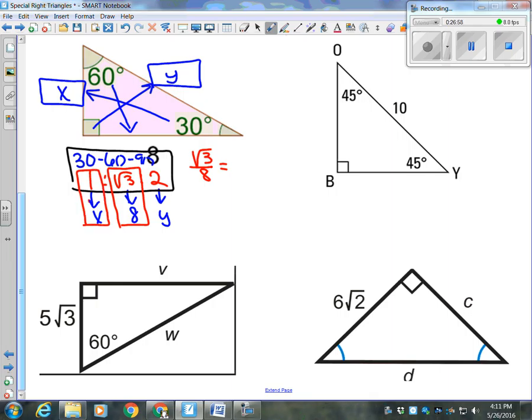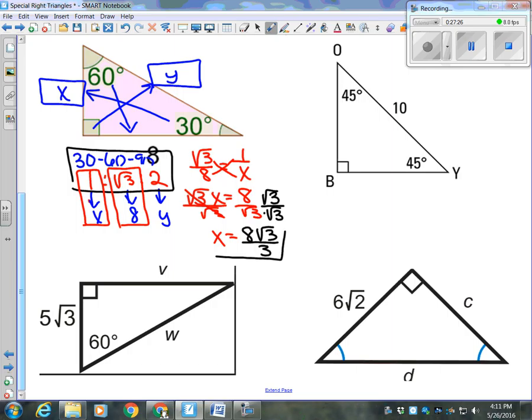So I'm going to use this one, and I'm going to set it equal to 1 over x. Cross multiply. Square root of 3 times x is equal to 8. Divide by square root of 3. Okay, x is equal to, have to rationalize the denominator. So times square root of 3 on the bottom, times square root of 3 on the top. I'm going to get 8 square root of 3 over 3, and those won't cancel. So 8 and 3 are on the outside, but they will not simplify. So that is my answer for x. Kind of ugly and chunky, but it's the correct answer.